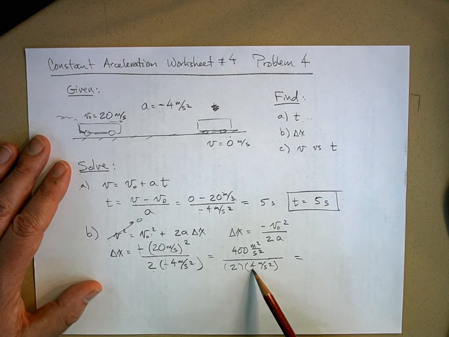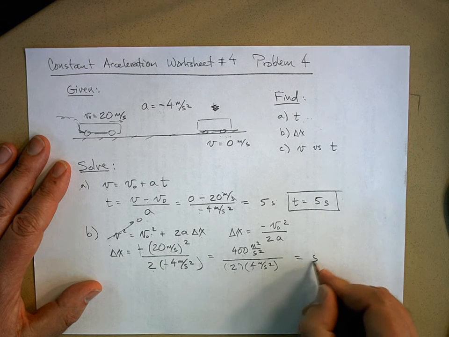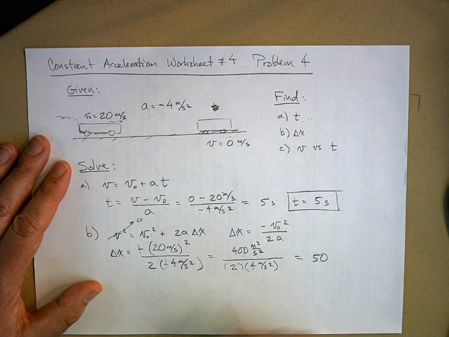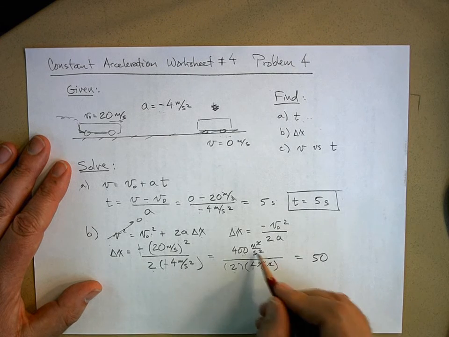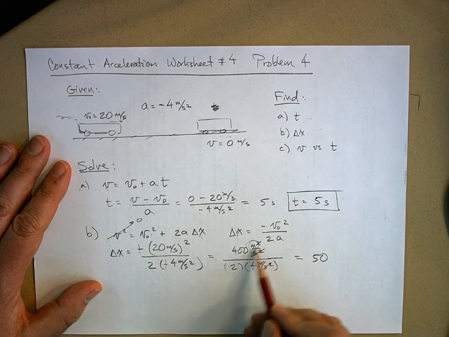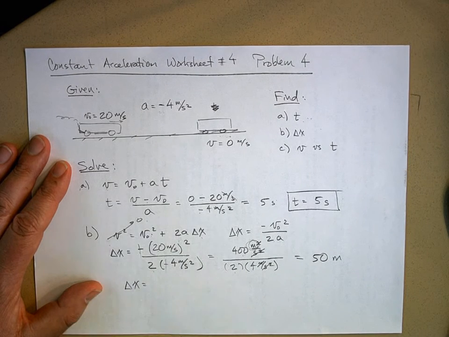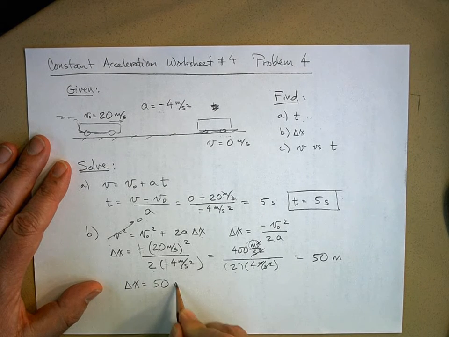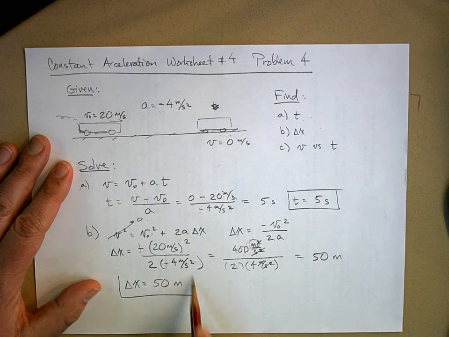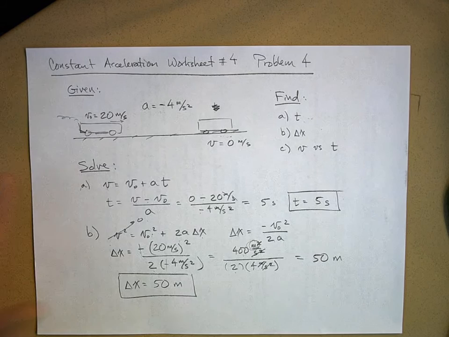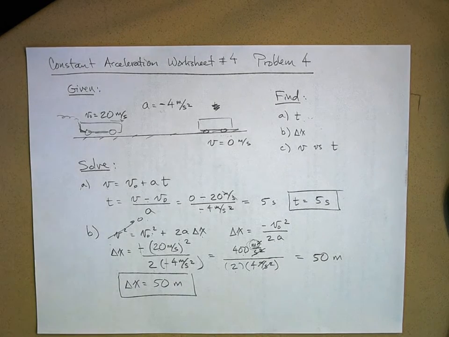Well, 400 divided by 4 is 100. 100 divided by 2 is 50. Meters squared cancels the meter squared, second squared cancels all the second squared. I'm left with just a meter right here. And in fact, delta x is measured in meters. And you get 50 meters. And that's my answer. Does that make sense? Woohoo!